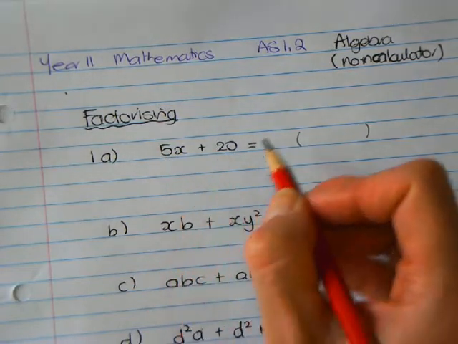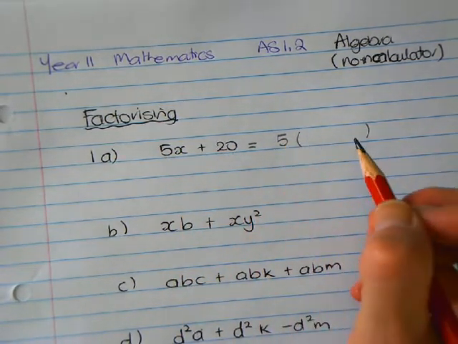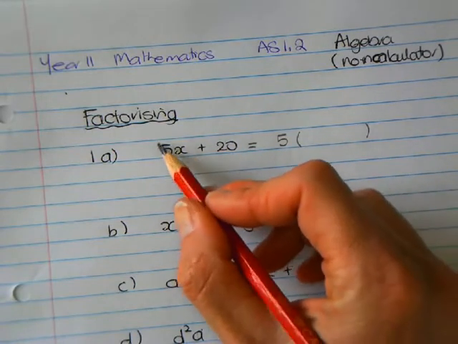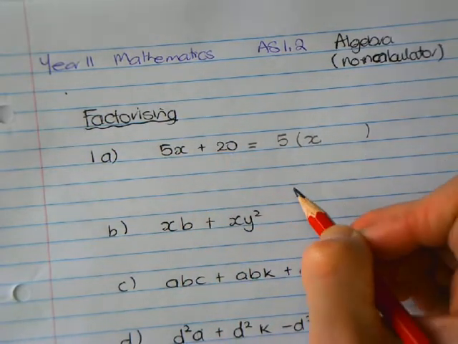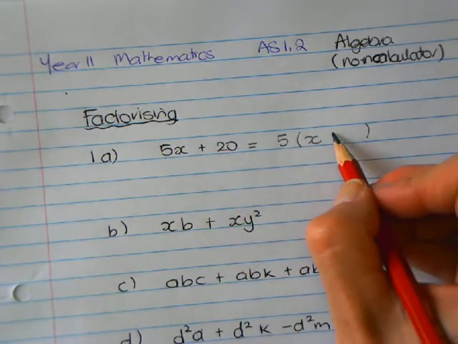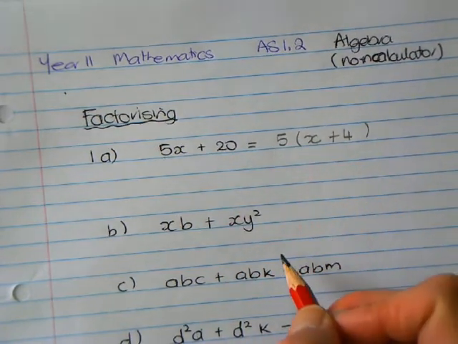The answer is 5. So if I take 5 on the outside of the bracket, I'm now trying to get back to 5x. 5 times what is 5x? 5 times x. 5 times what is 20? Plus 4. So that is now factorised.